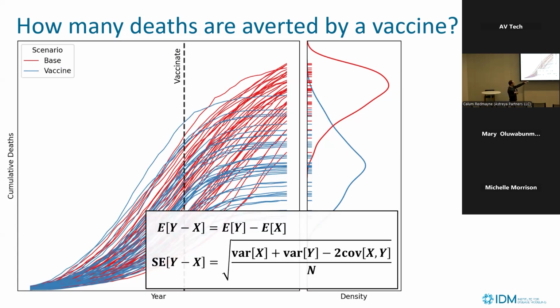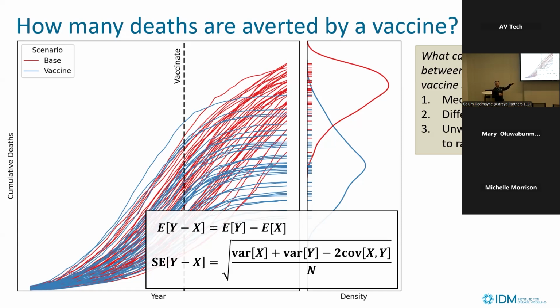What's the expected value of the difference and the standard error of the difference? And there's this nice n, the number of simulations, on the bottom there. So if we run enough simulations, eventually we can get confident in the difference here. This is great, but we might pause and just ask ourselves, what's causing the differences? Well, there's a couple things.